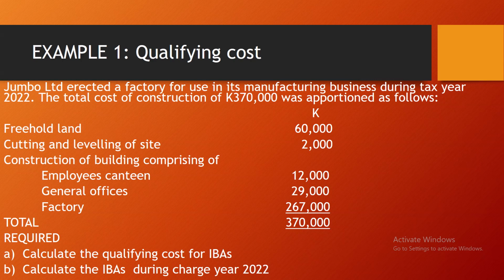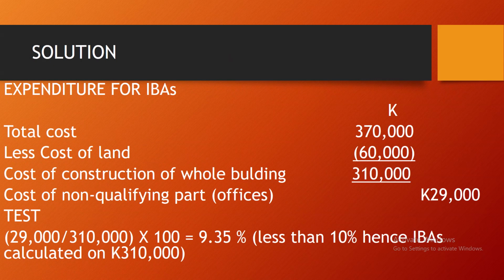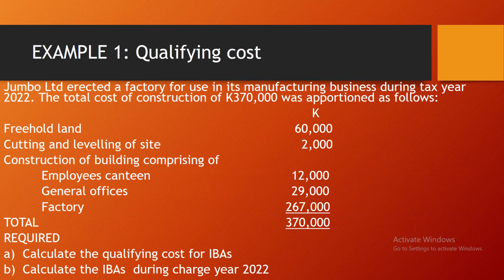So what are we required to do in this particular case? We have two tasks. One, to calculate the qualifying cost for industrial building allowances. Two, to calculate industrial building allowances during the charge year 2022. So how do we proceed with this? The first thing we do is consider three portions of cost which need to be taken out of the 370,000.